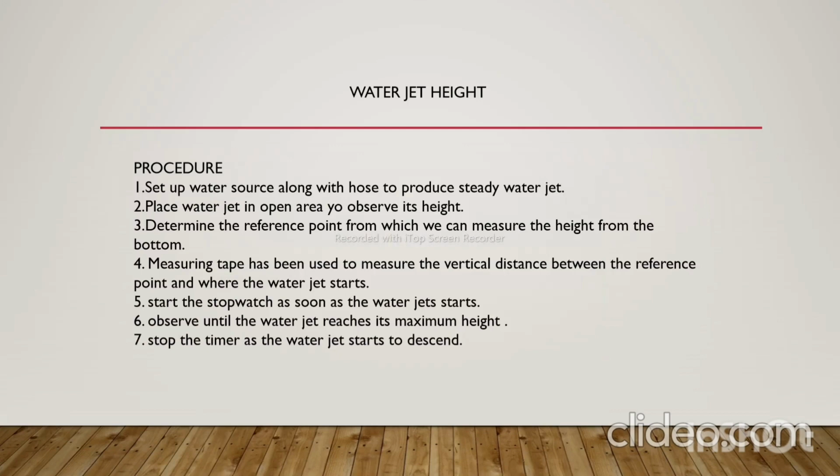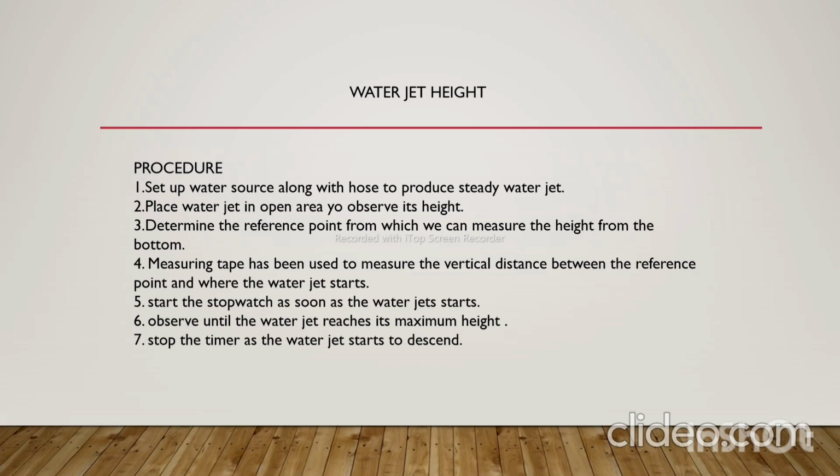Procedure for water jet height. First, we have to set up the water source along with the hose to produce a steady water jet, and then we place the water jet in an open area to observe its height. Then determine the reference point from which we can measure the height from the bottom. A measuring tape is used to measure the vertical distance between the reference point and where the water jet starts.